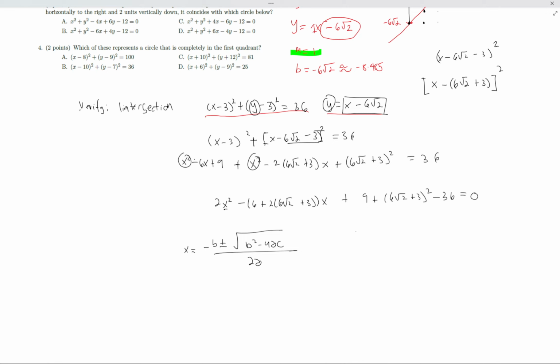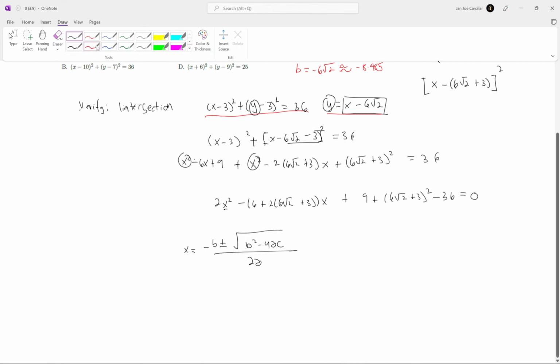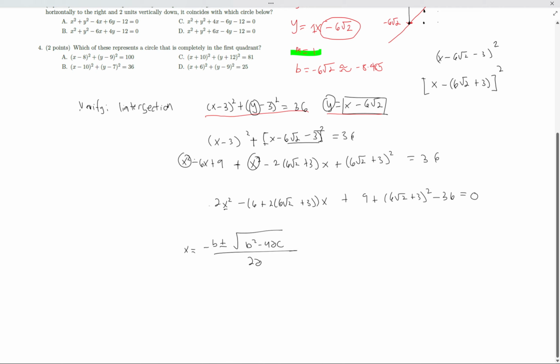Now in this case, we can assign some values in order to quickly remember what those are. In this case, this is the first term besides x squared, so we will call that a. That is equal to 2. And in this case, we have b, the second term coefficient, in this case the coefficient of x. In this case, it's a negative value, negative of the quantity 6 plus 2 times 6 square root of 2.